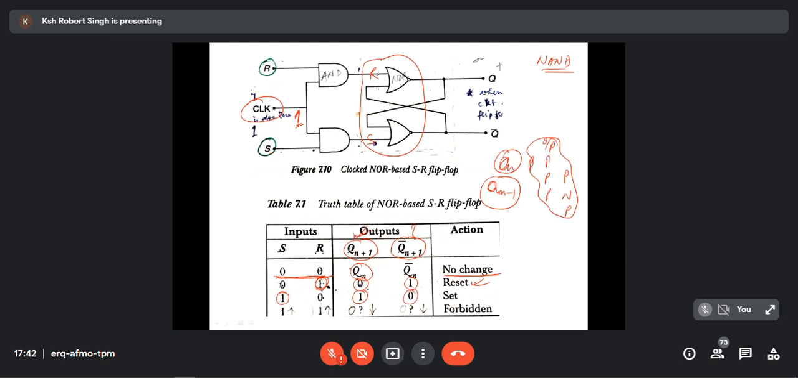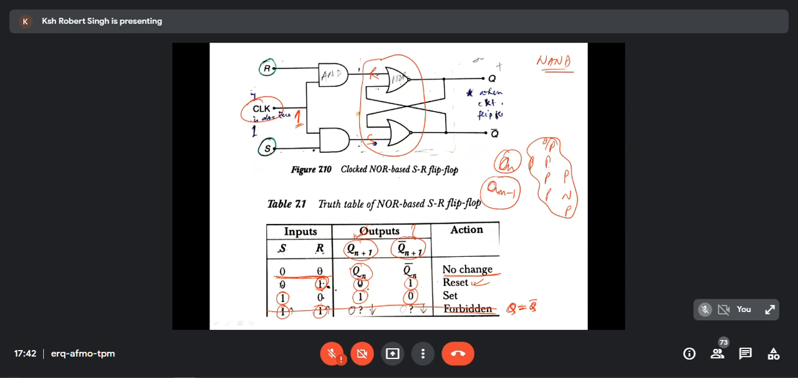When S is also 1 and R is also 1, this is invalid, forbidden. Why forbidden? Because if S is 1 and R is 1, you will come to know that output Q is equal to Q bar. How can Q be equal to Q bar? One should be the complement of the other. If Q is 0, Q bar should be 1. If it is 1, it should be 0. They are complements of each other.